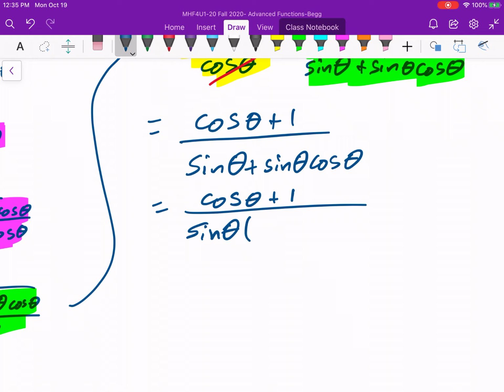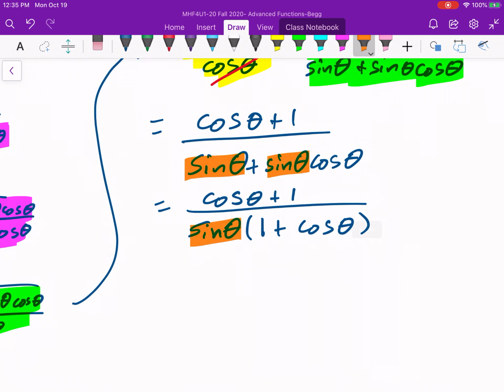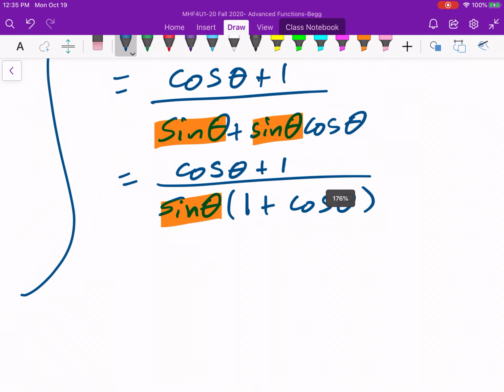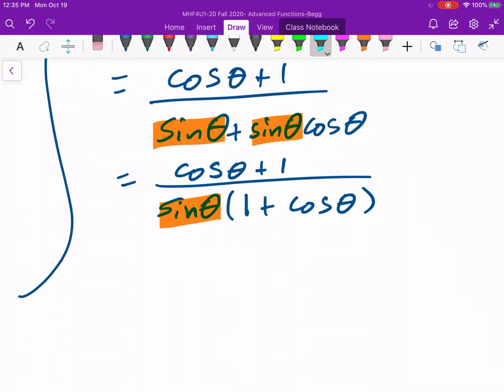If I take that out as my common factor, I'm left with 1 plus cos theta. So I'm going to divide this sine theta and this sine theta. I'm going to take it as a common factor here, leaving 1 plus cos theta. And when I do that, on the top, I've got cos theta plus 1. On the bottom, I've got 1 plus cos theta. That's the same thing, they're just in a different order, right? Those two things I've highlighted in blue are identical, just different order.